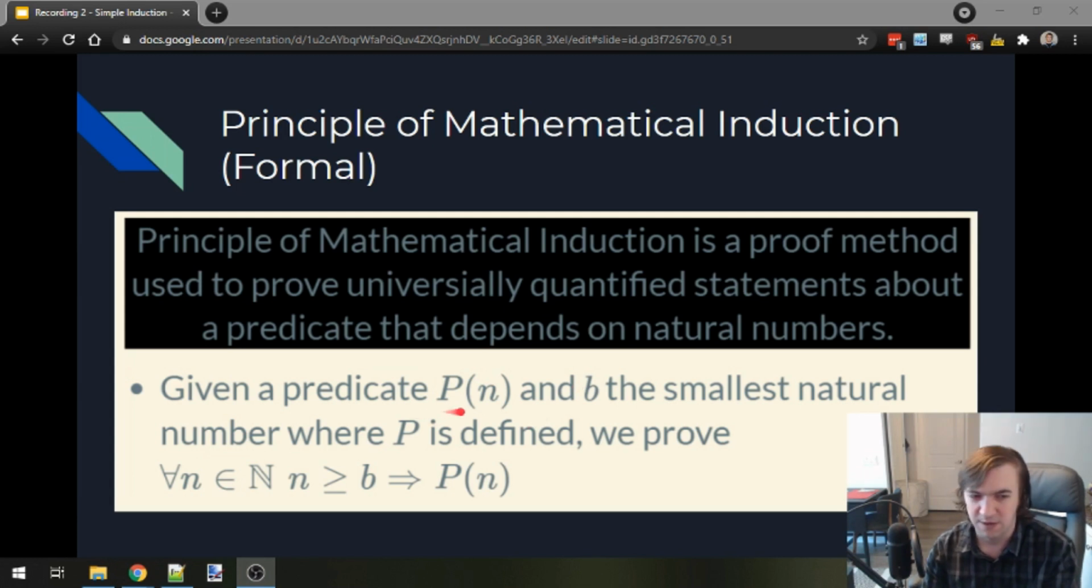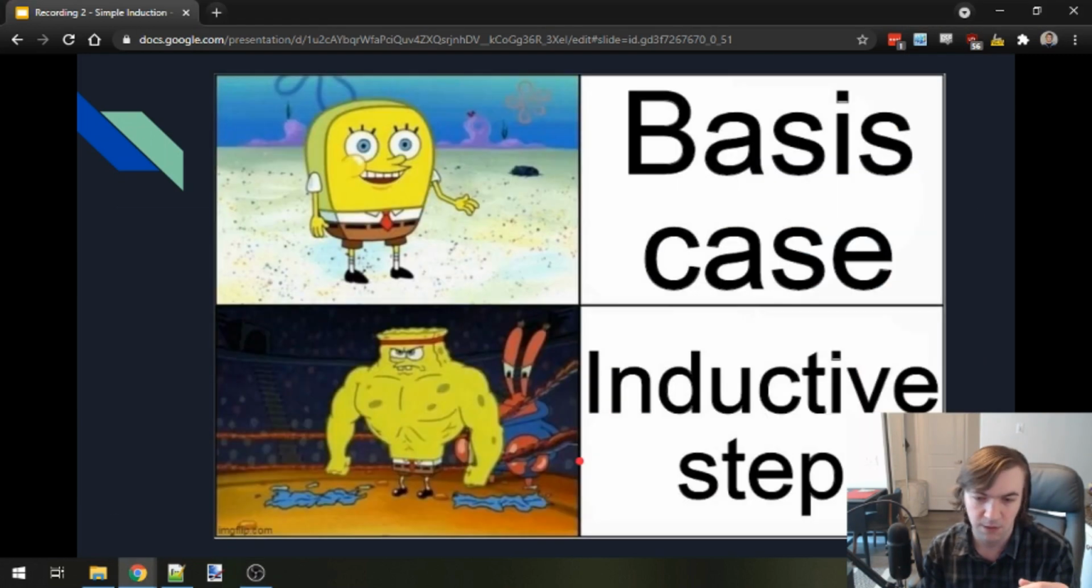So, given our P of n, and B is our smallest natural number where we actually care about the predicate, the principle of mathematical induction is to prove that for all n in the natural numbers, if n is at least equal to b, then the predicate holds true. So this is the formal definition. Now, any proof of induction is basically divided into two parts. Your base case, or basis case, I call it base case, and your inductive step, which is the second half. And so we'll take a look at some examples of this.